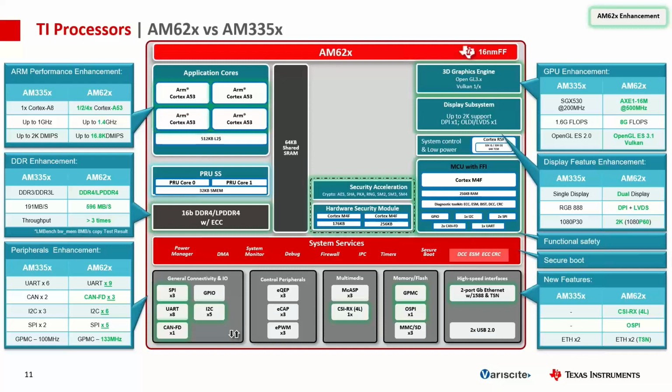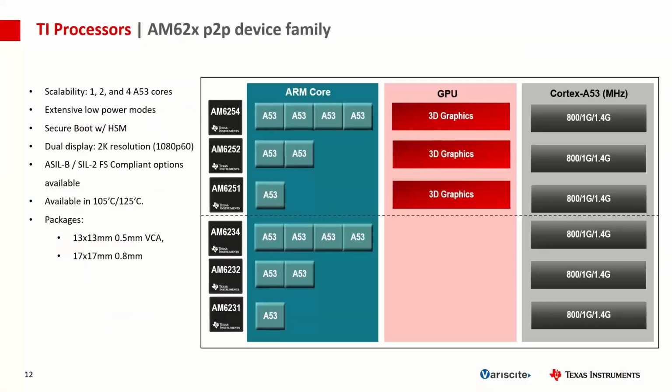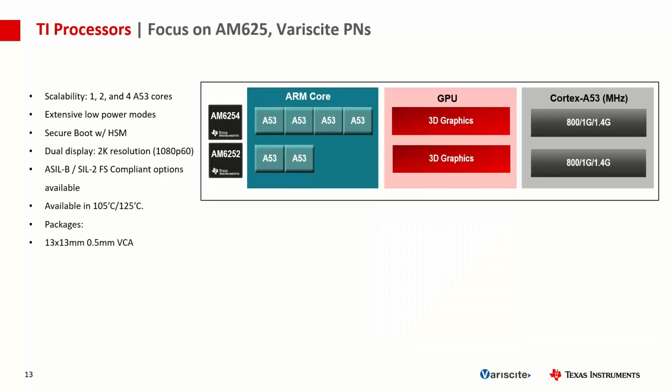And so I think the next slide will be our last one, and it's 2 slides, right? So this whole family of devices is split up into 2 products, the AM623 and the 625. Variscite has very wisely chosen to focus on the 625. So we'll just jump to the next slide, which zeroes in on the 2 devices that Variscite is releasing.